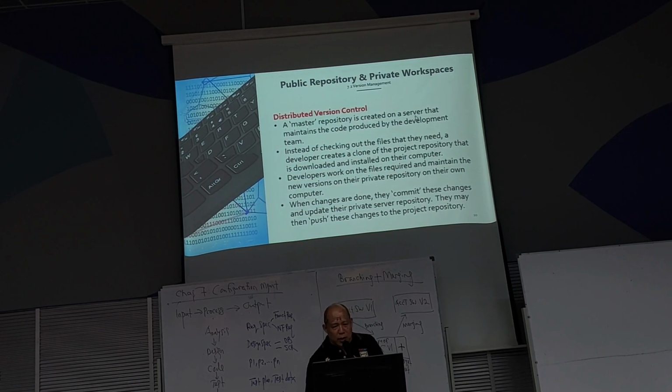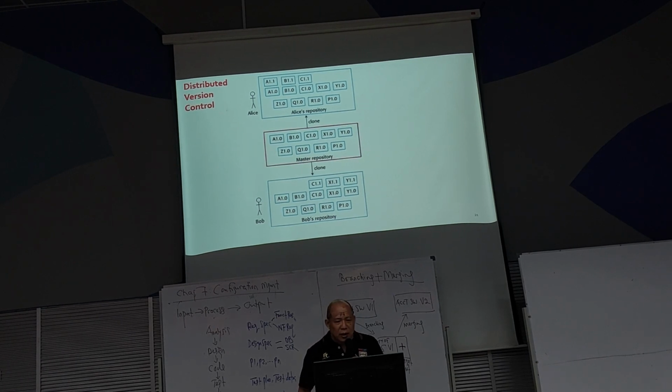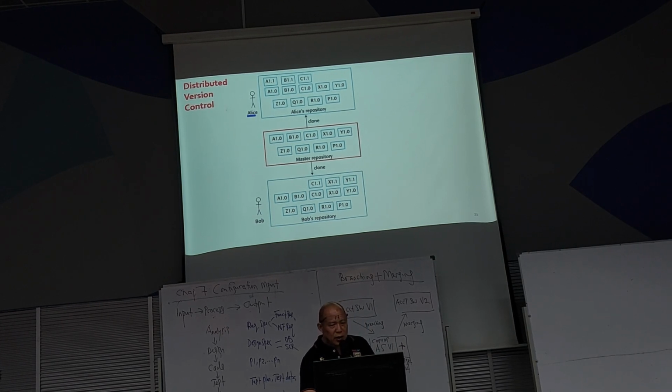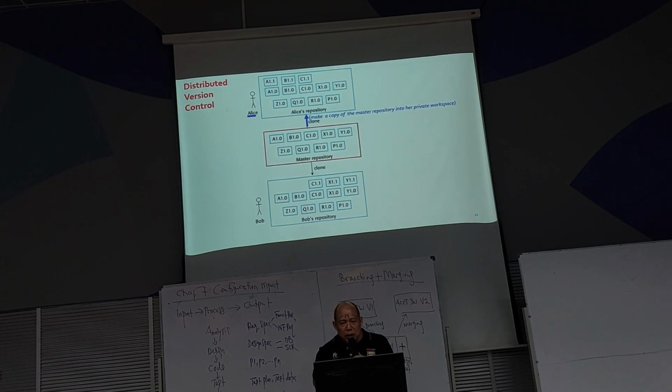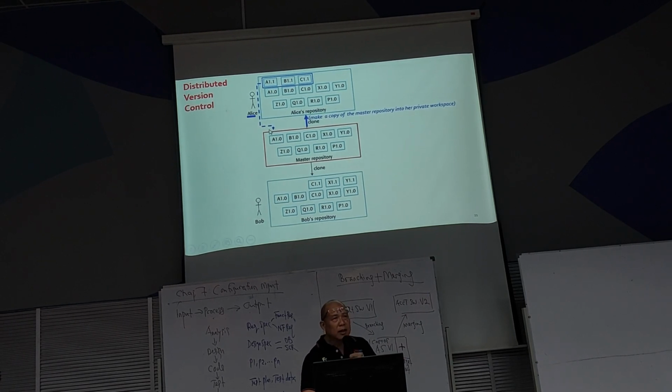So the next one is distributed version control. A distributed version control system works this way. There is a master repository. Alice wants to make changes, so Alice needs to make a copy of the master repository into her private workspace. This step is called clone, cloning the master repository. Make changes, and after finishing, check in.